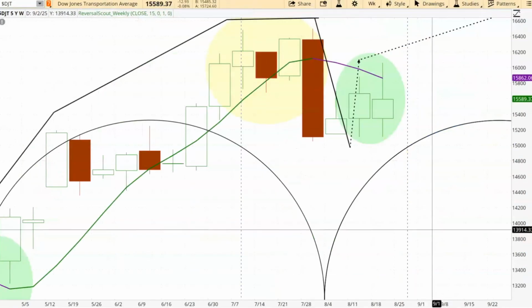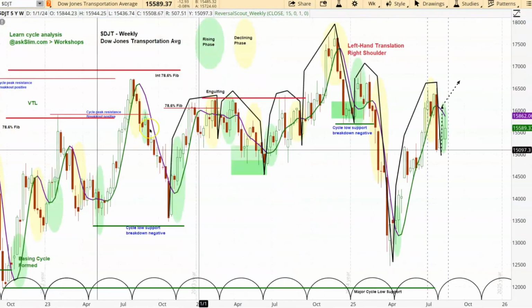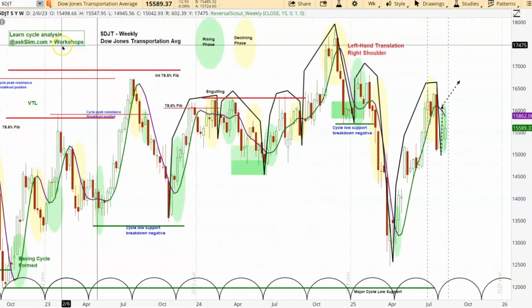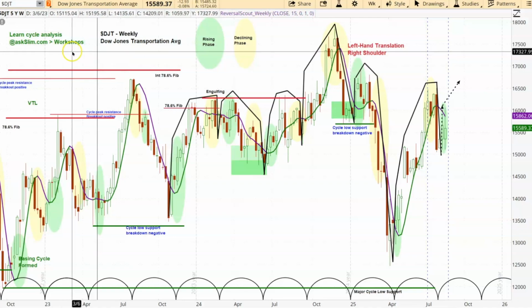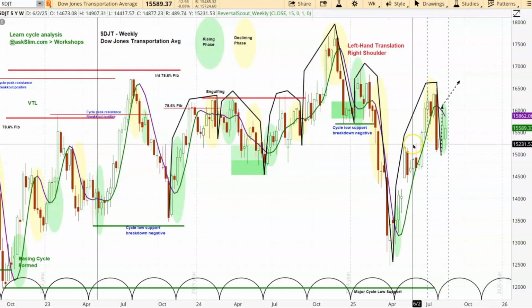So again, this is the weekly chart right over here. I'm going to blow that out for you to see right over there. You can go to AskSlim.com to the top of the web page to workshop tab and click on cycle analysis workshop. There's a free video there, some free information about our workshop and about cycle analysis. So I think you'll find it very valuable to do that. This is the way the weekly forms.